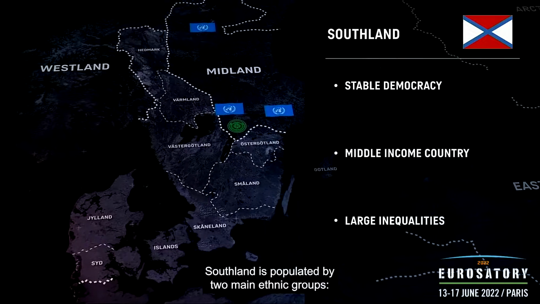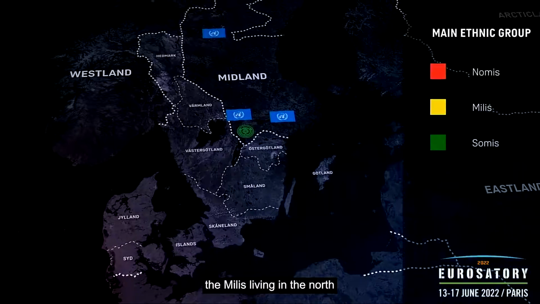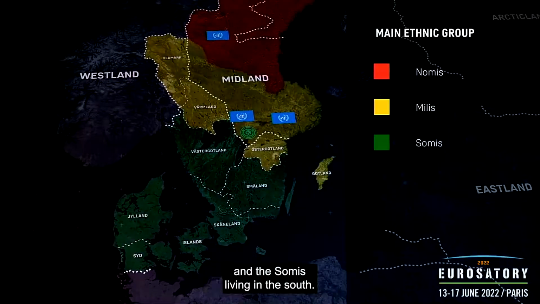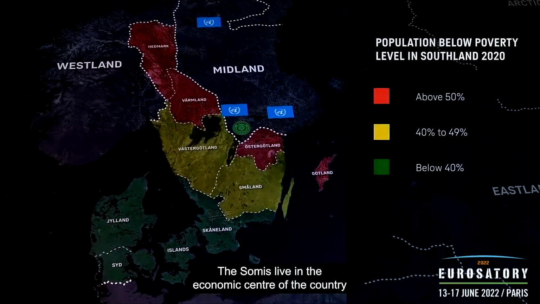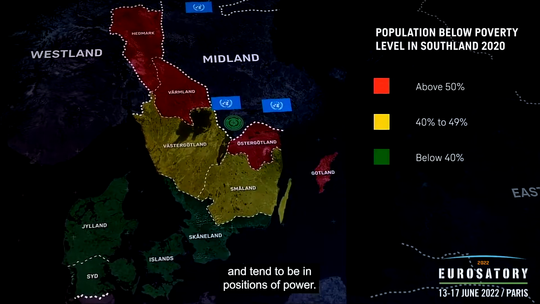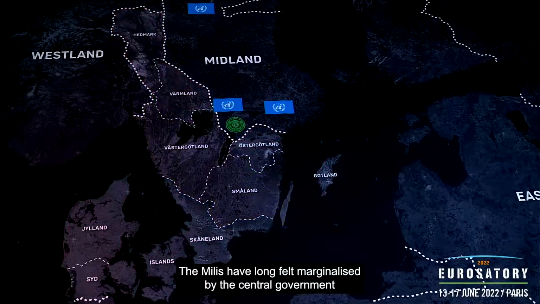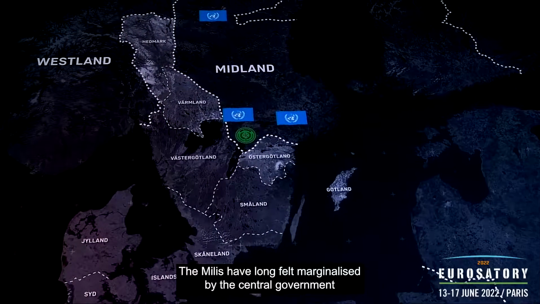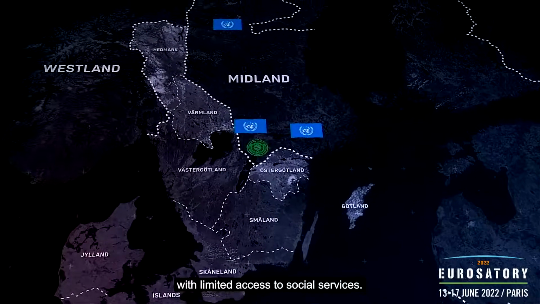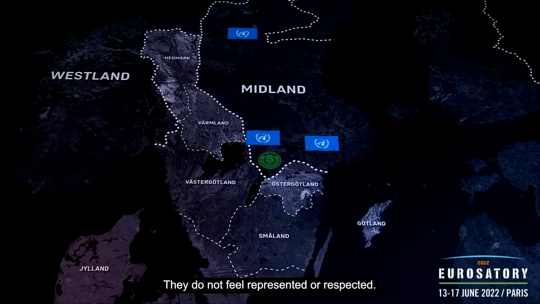Southland is populated by two main ethnic groups, the Milis living in the north and the Somis living in the south. The Somis live in the economic center of the country and tend to be in positions of power. Milis live in the more remote areas and are disproportionately affected by poverty. The Milis have long felt marginalized by the central government with limited access to social services. They do not feel represented or respected.